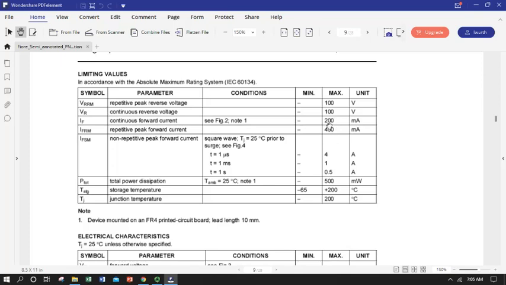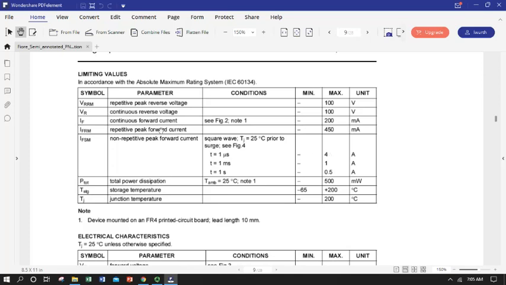So if you're going to use this diode in a DC circuit, 200 milliamps or 0.2 of an amp is the most you can have flowing through it. So you're going to have to limit the current with a resistor, with another circuit component. Non-repetitive peak forward current. So there are some other benchmarks if you just have current flowing once.